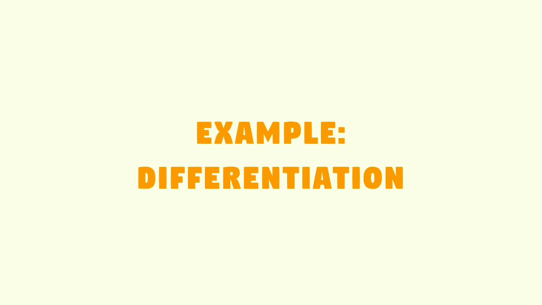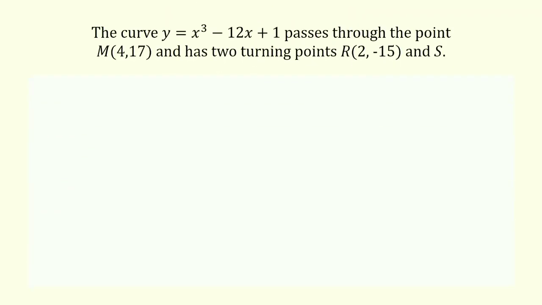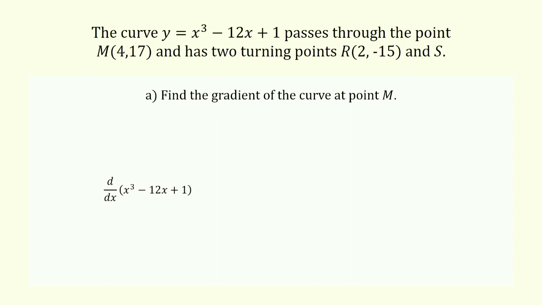Now, let's go to an example problem for differentiation. Here is the problem. The curve y equals x cubed minus 12x plus 1 passes through the point M (4, 17) and has two turning points, R (-2, 17) and S. For the first part of this problem, we are asked to find the gradient of the curve at point M. Since we know that M is a point on the curve, we can start solving this question by differentiating the equation of the curve.